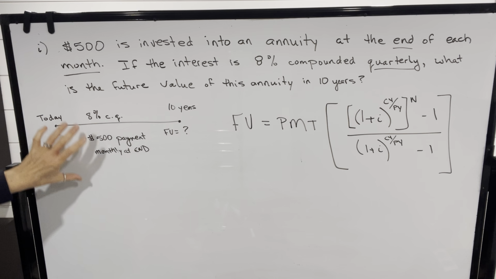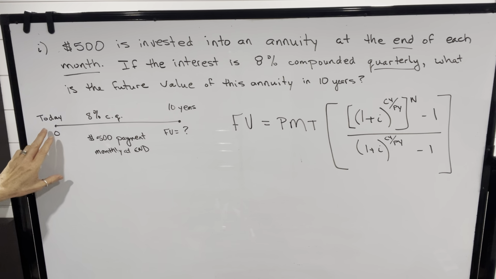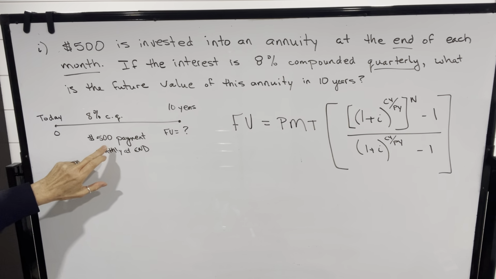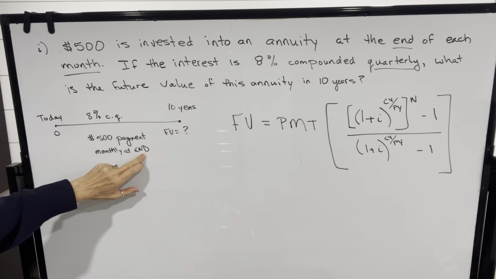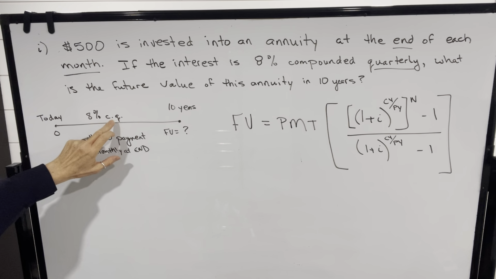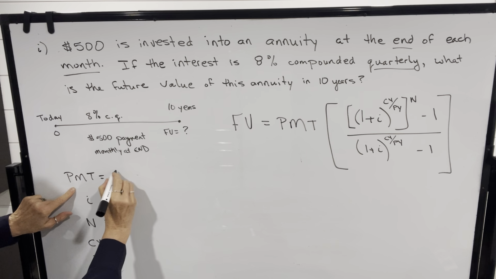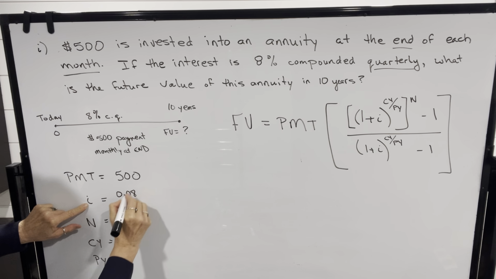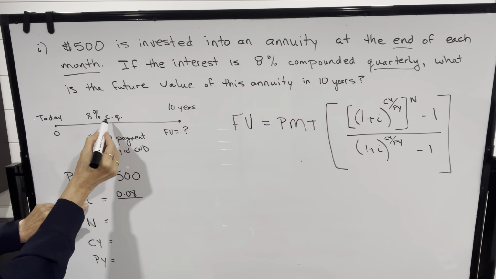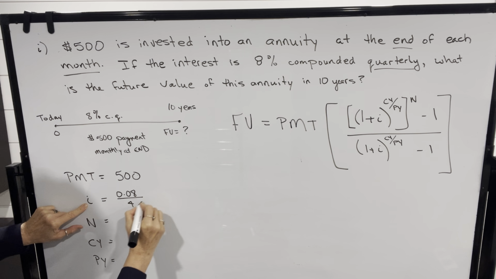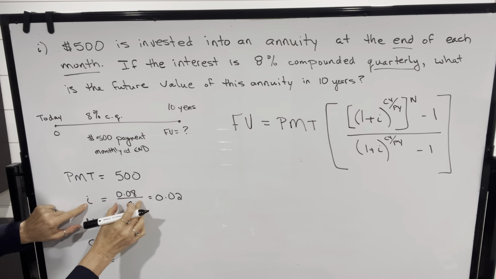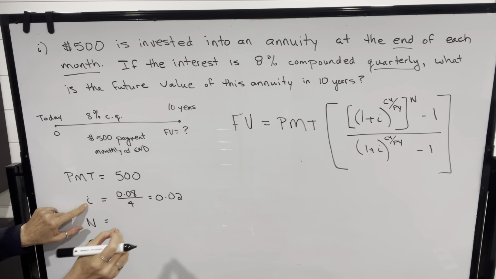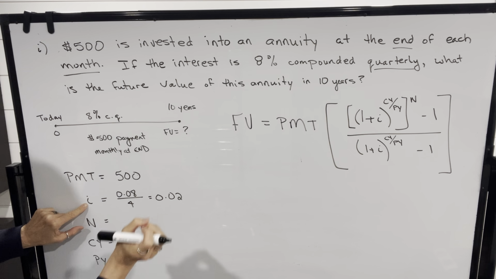Let's get this information summarized in a timeline. We're starting today and looking at 10 years in the future, and we want to know the future value when we're making $500 monthly payments at the end of the month, and those payments are earning 8% compounded quarterly. So our payment amount is $500. i will be 8% divided by the number of compound periods in a year. If it's compounded quarterly, there will be 4. We can write that as 0.02. In this case, we're able to get away from the fraction and write it as a decimal. Sometimes you'll have to leave it in fraction form if it doesn't equal a nice even decimal.